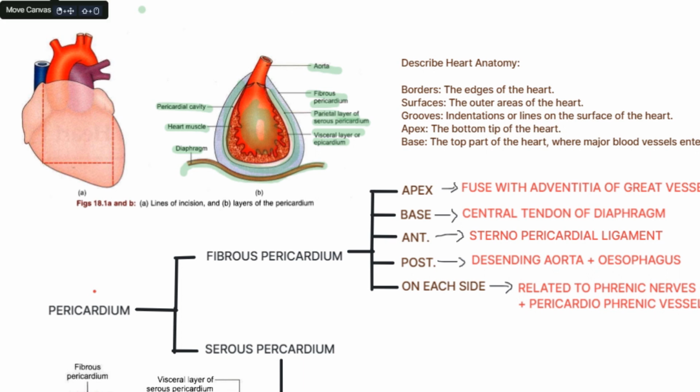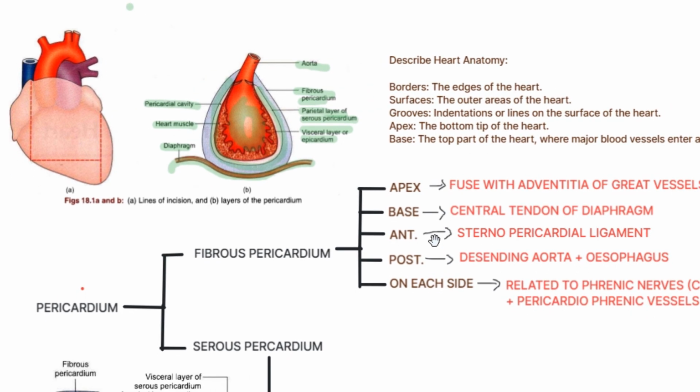Okay, let's move on to the different types of pericardium. Before that, when I say border, border means the edges of heart. Surface means the outer area of the heart. Grooves are your indentations or lines on the surface of heart. I'm saying heart because in this lesson particularly we will be discussing pericardium and heart. So I'm describing different key points we'll be using. Apex is the bottom tip of the heart and base is the top part of the heart where major blood vessels enter or exit.